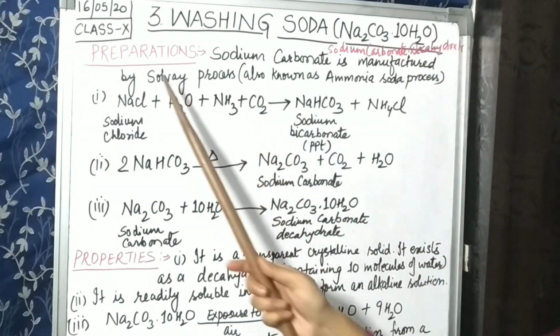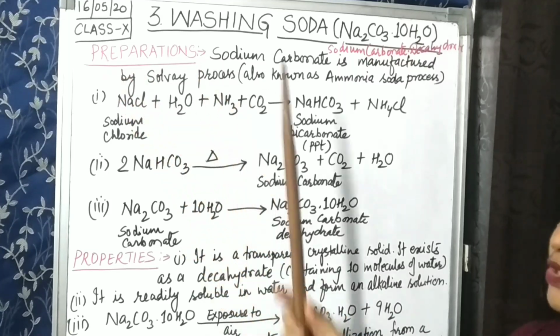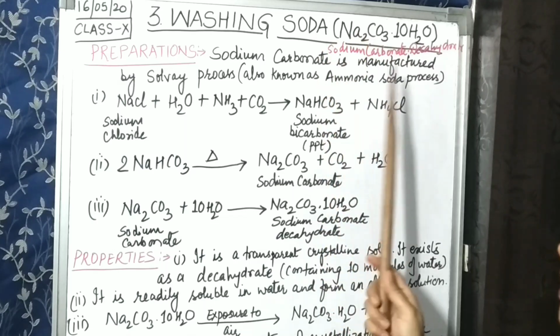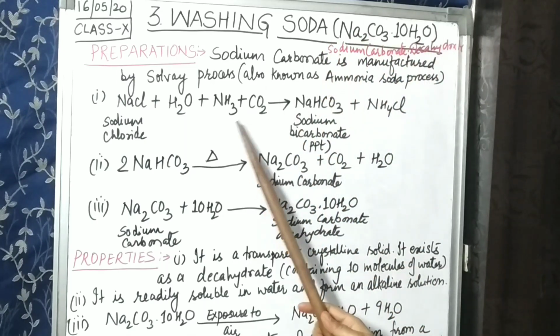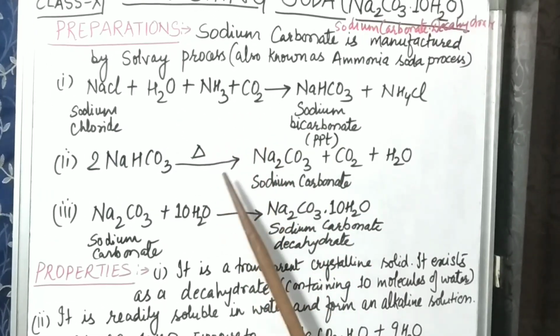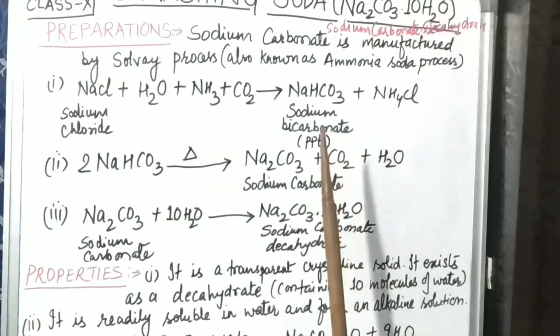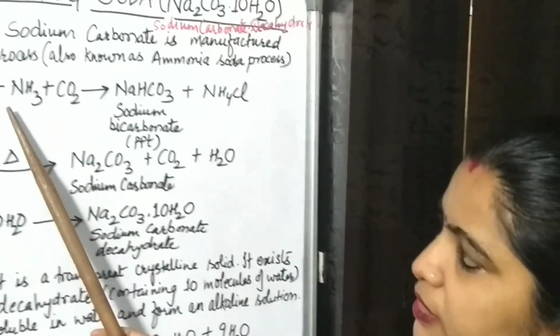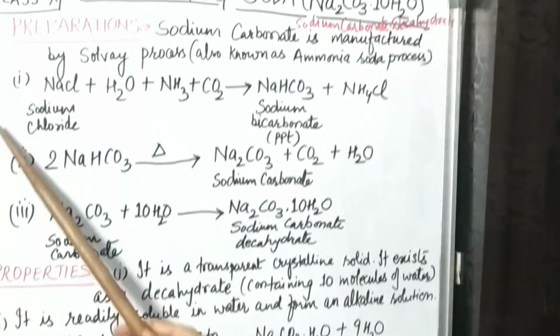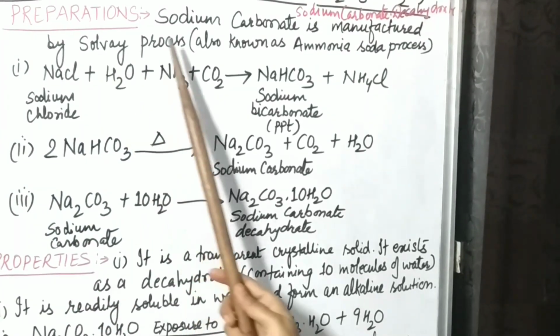Now we will discuss the preparation, how it is prepared. The preparation of washing soda undergoes 3 steps. I will explain it in 3 steps because in one step it will be difficult for you to understand. That's why I have written 3 steps here. First, this whole process is termed the Solvay process.